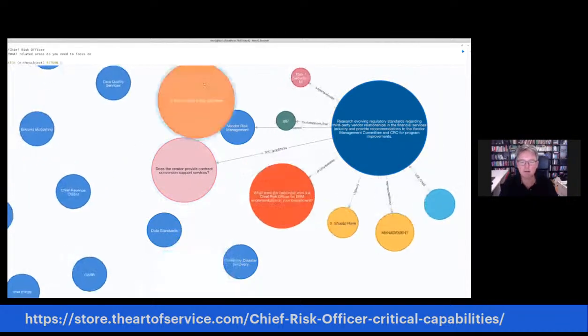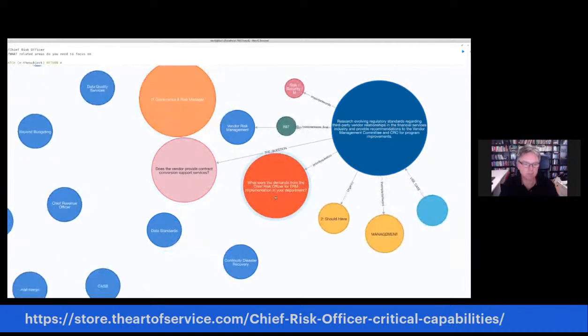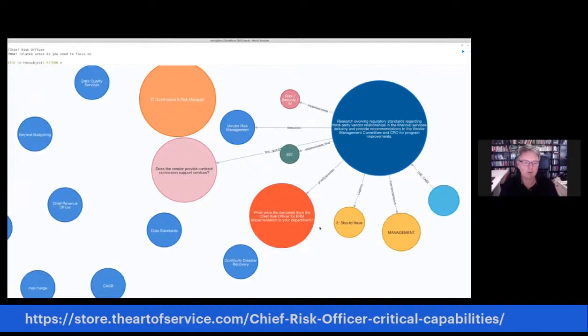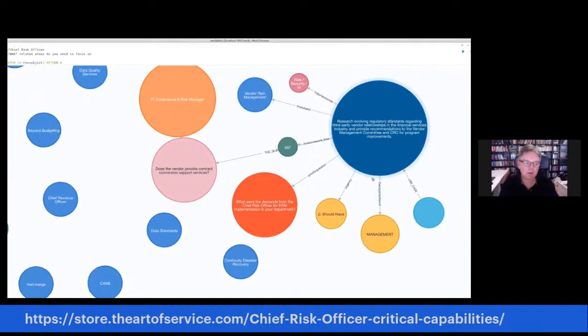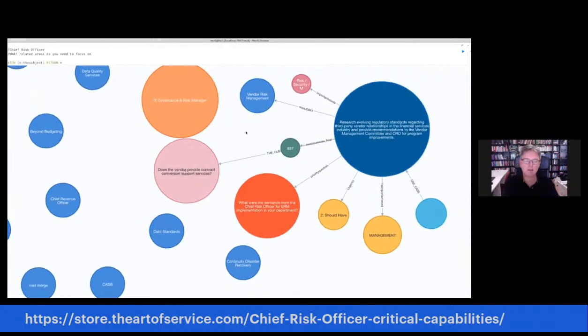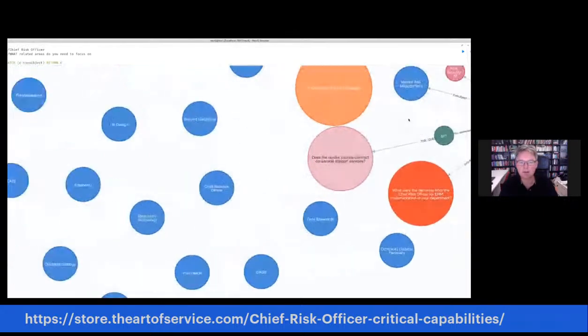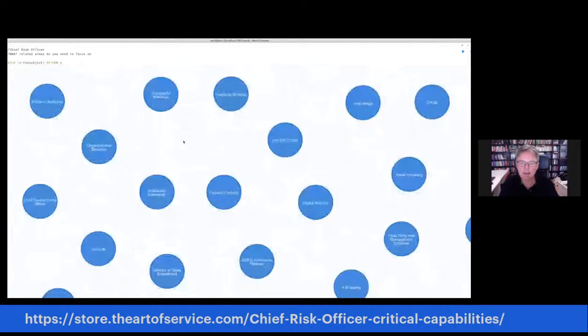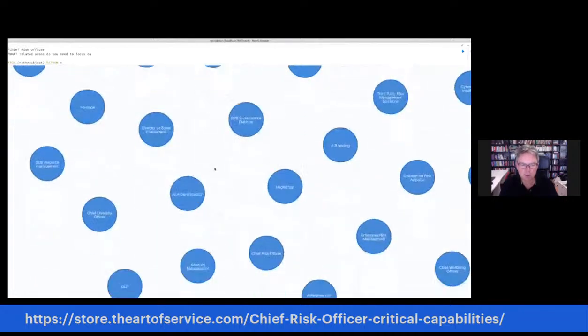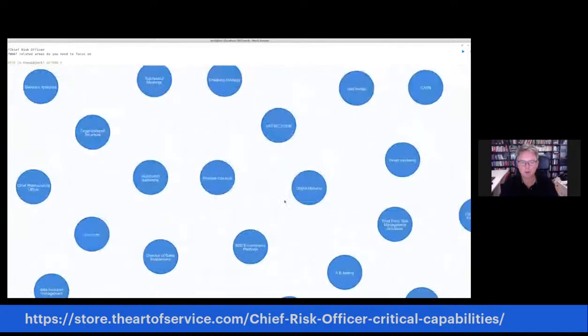And I can ask that of the IT governance and risk manager. And you see, this is an important question related to this one. What were the demands from the Chief Risk Officer for ERM implementation in your department? So vendor risk management, these are the activities that you can undertake to ensure that you do these things right in your organization. So this gives you an idea of all the related areas that you need to be focusing on from a CRO perspective.